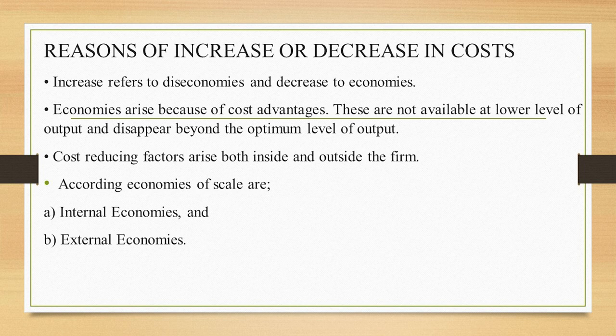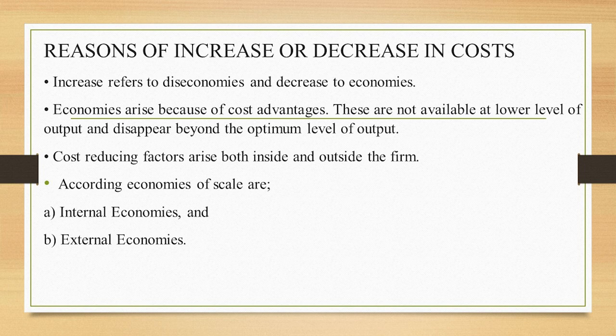So these economies arise because of cost advantages. These are not available at a lower level of output and disappear beyond the optimum level of output. It's very simple: in the initial stages, it is not possible to take advantage. But once the output increases, we start getting the advantage. And if we go beyond the point of optimum, that advantage disappears and disadvantages start happening. That is the diseconomies of scale.